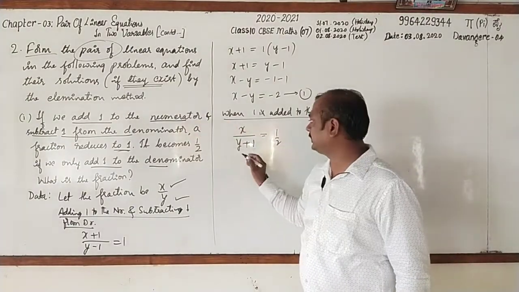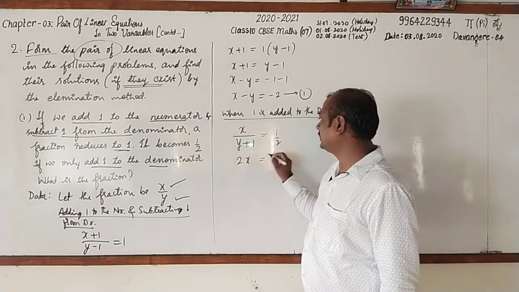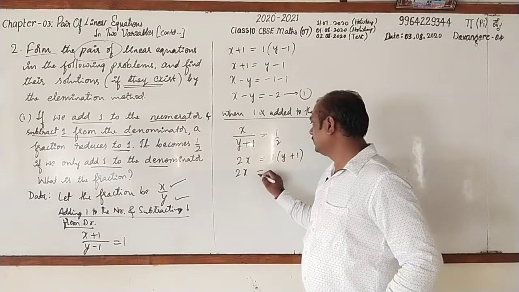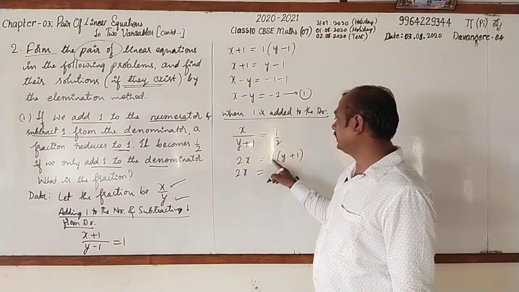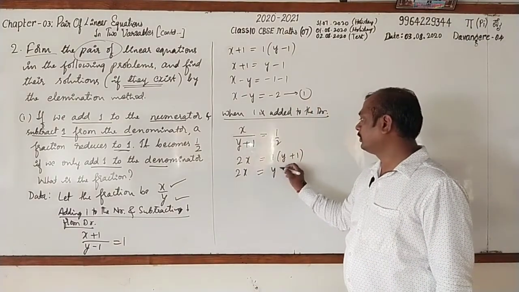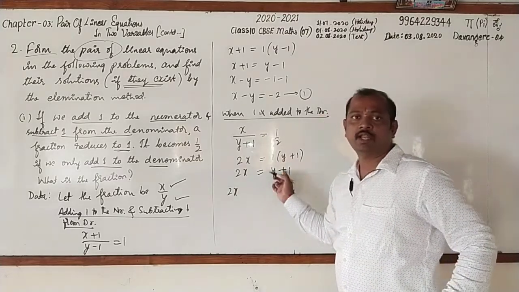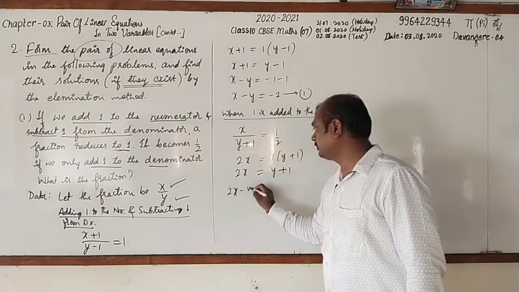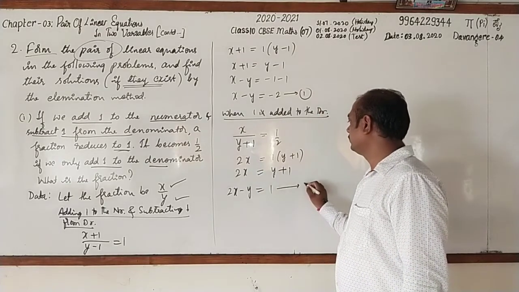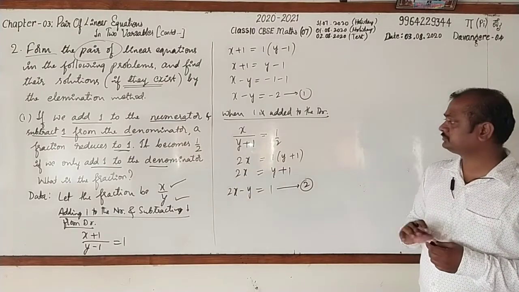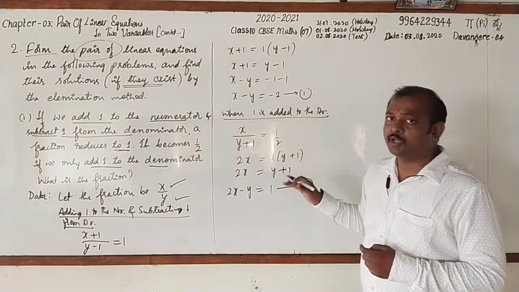Then go for cross multiplication. 2 into x, then 1 into y plus 1. Then 2x equal to 1 plus 1, multiply 1 with both the terms: 1 into y, 1 into 1. It is 2x, transfer y to the left hand side, minus y is equal to 1. Call it equation 2. Got it? Now, we have to solve them.